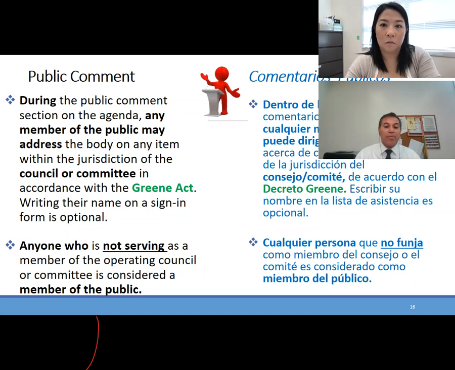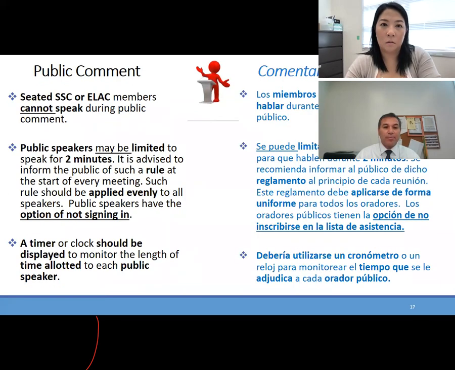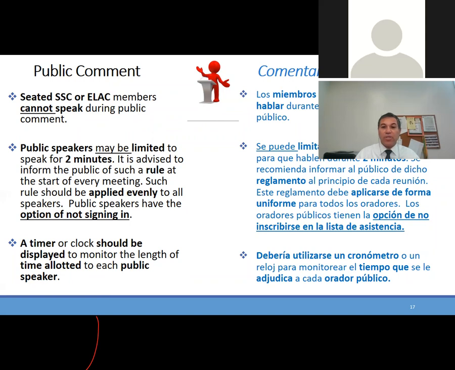Again, parents, only members can vote or take actions, but these meetings are open for everyone. Continuing with public comment: during the public comment, the members don't speak, they just listen. We make notes. So that means we don't respond, we just listen. And it is limited to 2 minutes, and we make sure everyone has the opportunity to speak.